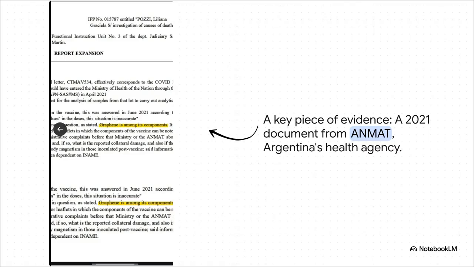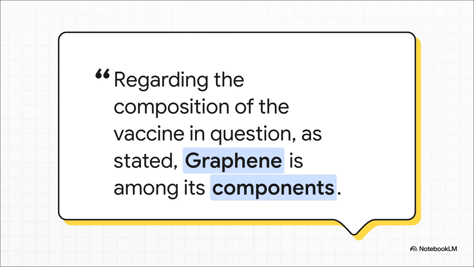Now, a really key piece of evidence that's cited to back all this up is the document you're seeing now. It's reportedly an official document from ANMAT. That's basically Argentina's version of the FDA, and it's dated December 2021. And buried inside that report is this one specific sentence, which reads, "Regarding the composition of the vaccine in question, as stated, graphene is among its components." For proponents of the VAXNet theory, this is huge. They present this official statement as the smoking gun, definitive proof that an undeclared electromagnetically active material was in the vaccines.